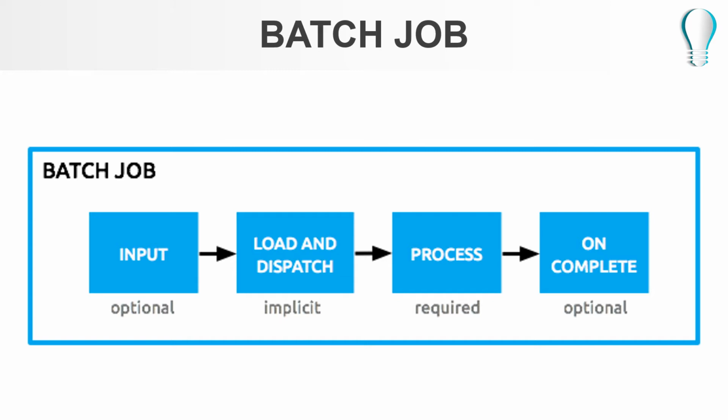How does a batch job work? Basically, overall, there are four steps as part of a batch job. First is input. In input, again, it acts like a trigger. Something is triggering your flow. Then you have your load and dispatch phase. It is an implicit phase, taken care of by MuleSoft itself. Then comes process. Process is the way we have seen earlier. This is a required phase. Here is where you process or transform your data. And on complete is again an optional phase. So let's see each of these in depth.